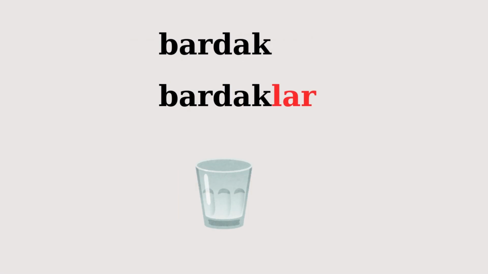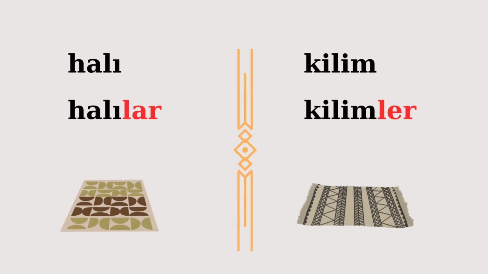Next word is bardak, which means glass. The plural form of bardak is bardaklar. Our fourth word is halı, which means carpet. The plural form of halı is halılar. As you probably know, Turkish carpets are very popular worldwide, especially the ones that are hand-woven. In this context, the word kilim should also be mentioned. It means rug. The plural form of kilim is kilimler.